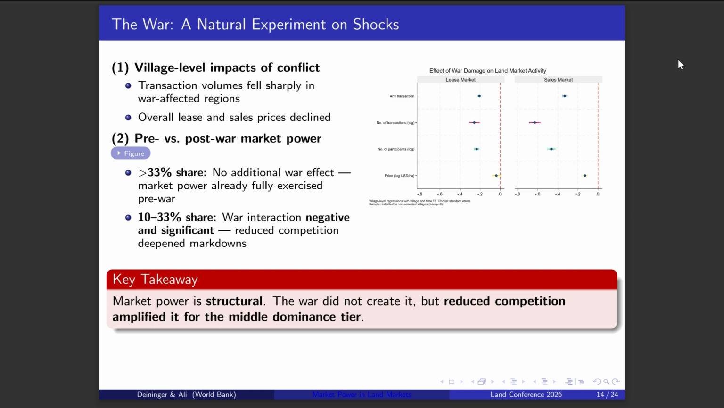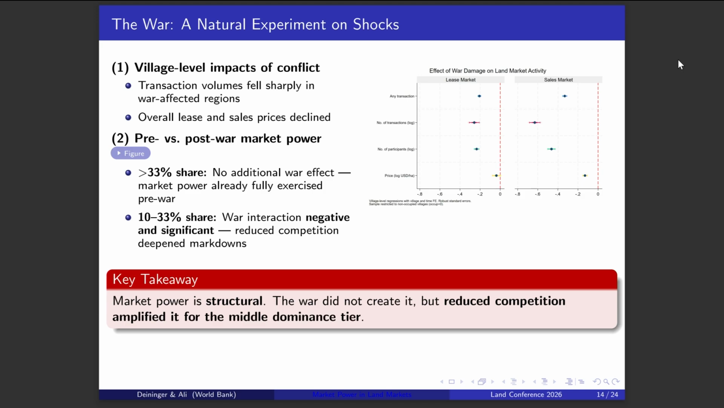The other thing is, I think we can take the war as a natural experiment on shocks. We looked at the village-level impact of the conflict on the incidence of transactions, number of transactions, number of participants in the market, as well as price. We clearly see that transaction volumes fell sharply in war-affected regions, and overall lease and sales prices also declined, though prices are a bit more resilient than the volume of transactions.